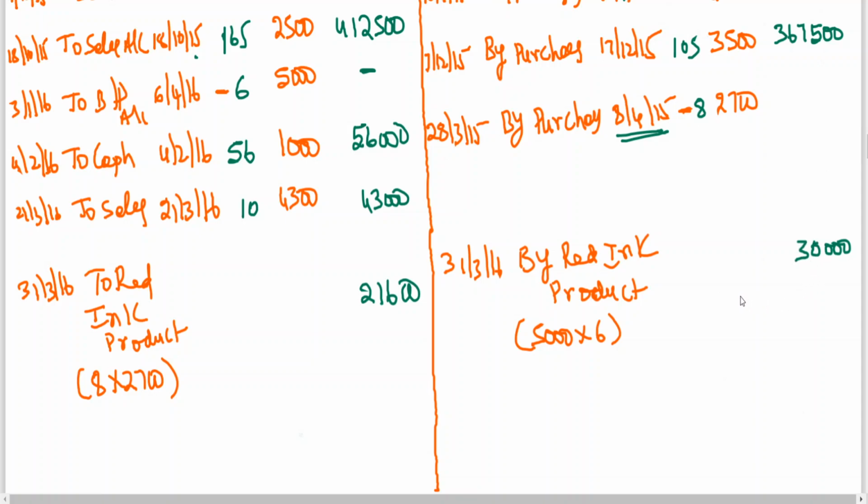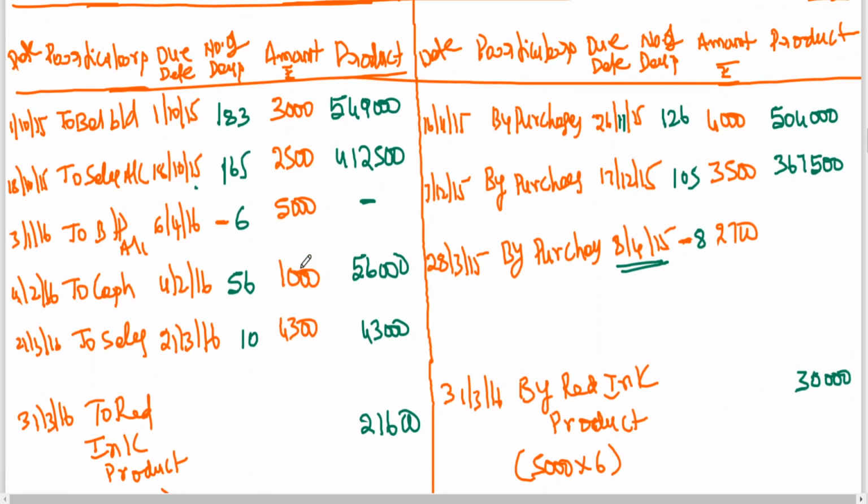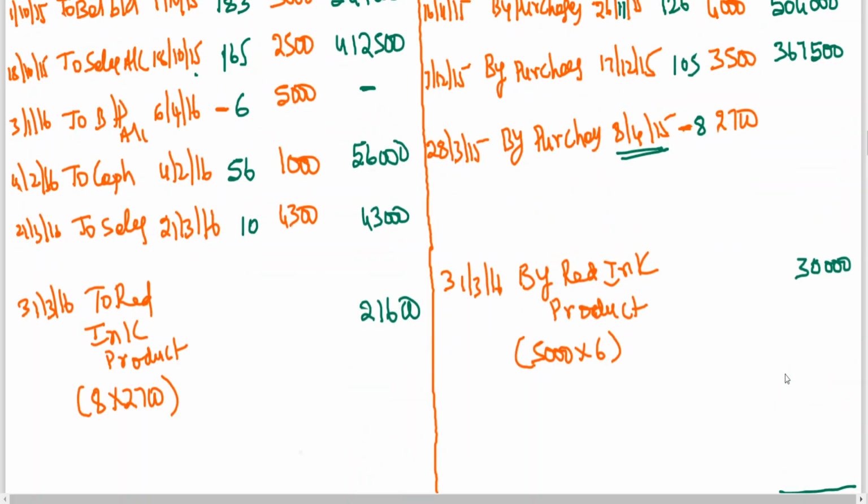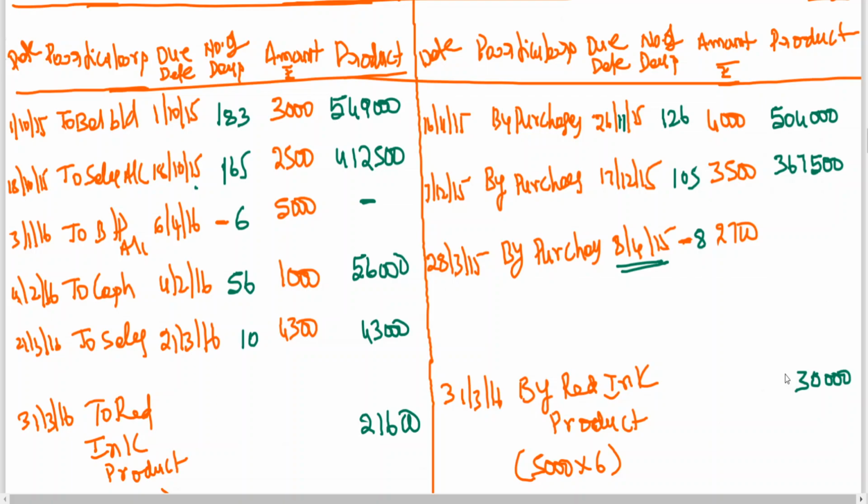Okay. Now we can keep on calculating the product first. 5,49,000 plus 4,12,500 plus 56,000 plus 43,000 plus 21,600 is coming to 10,82,100. 10,82,100 minus 5,04,000 minus 3,67,500 minus 30,000, coming to 1,80,600.